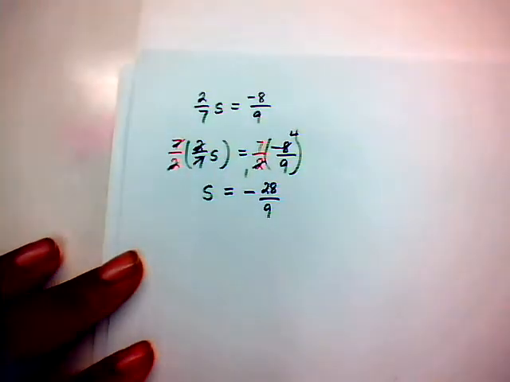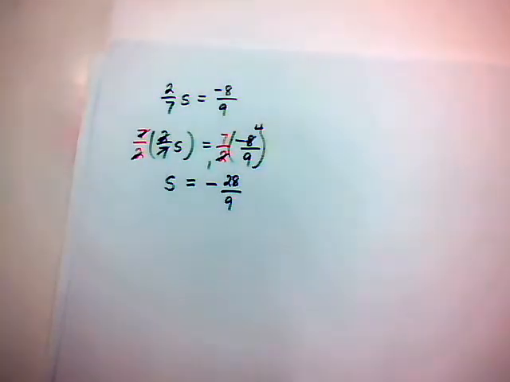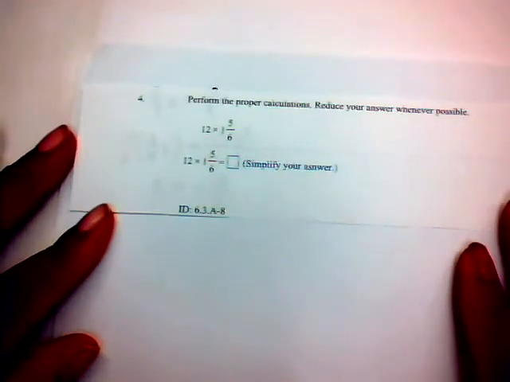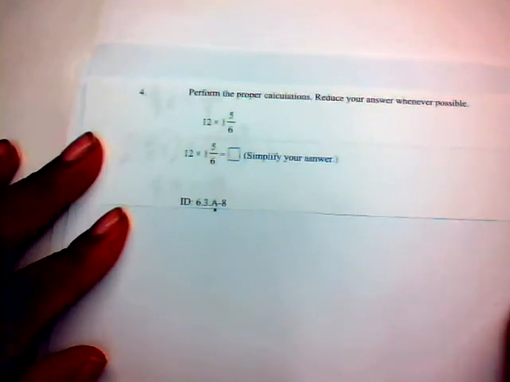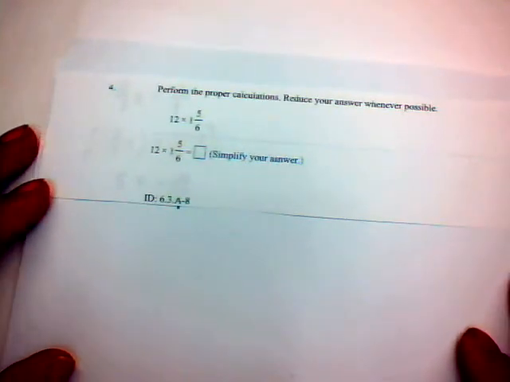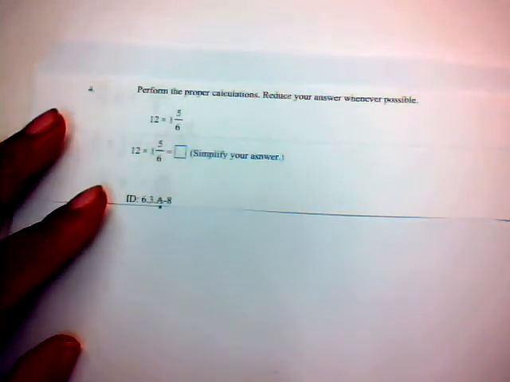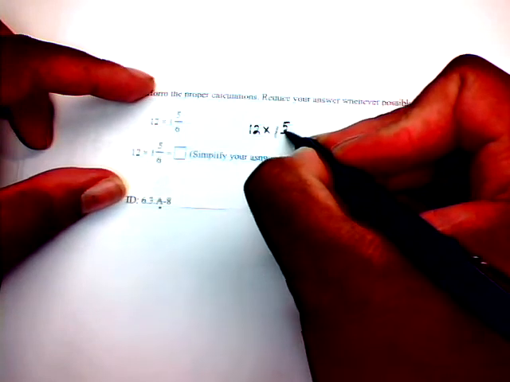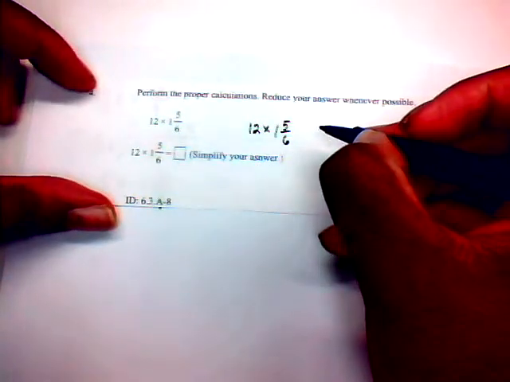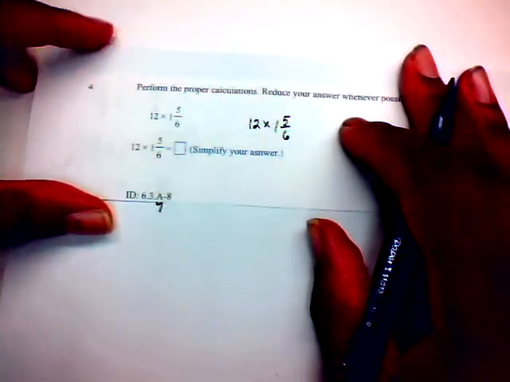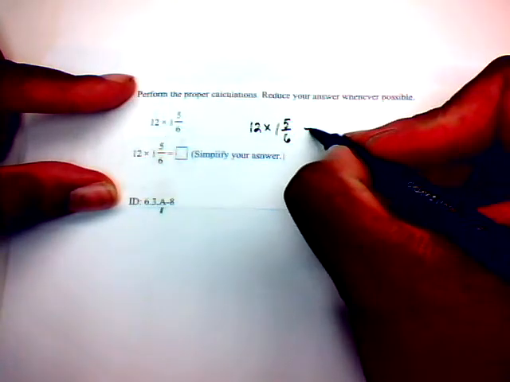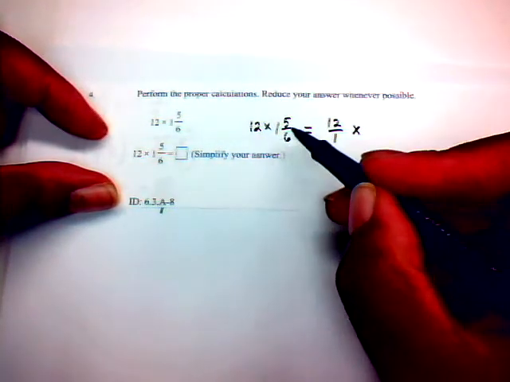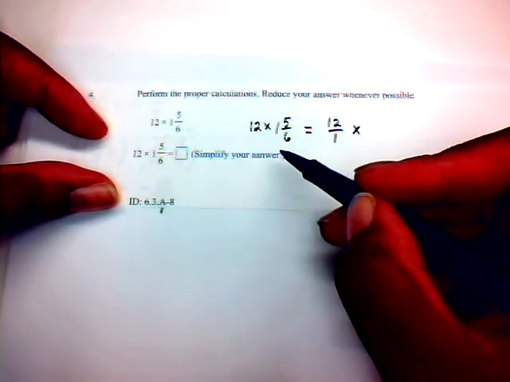Okay. All right, problem number 4. You want to perform the proper calculations and reduce your answer whenever possible. Here we got a multiplication problem of 12 times 1 and 5/6. In this case here, I'm going to go ahead and write the 12 as 12 over 1 times the 1 and 5/6. I need to convert that to an improper fraction.